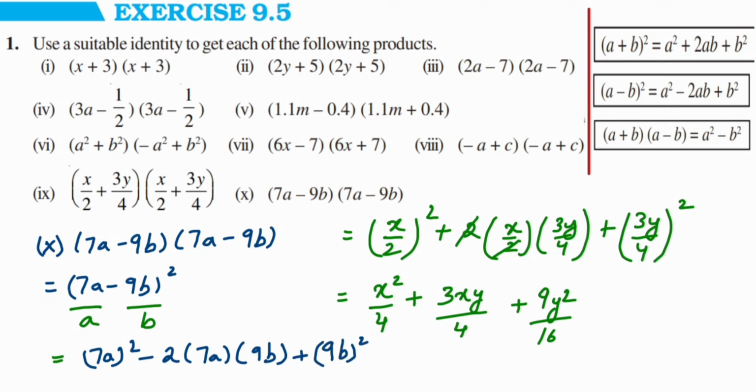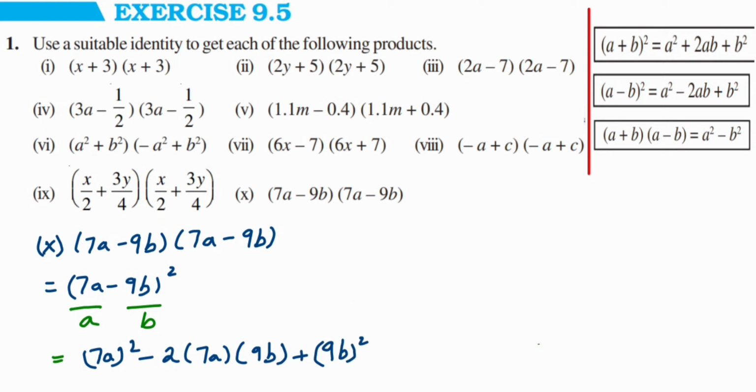Now we'll solve it. So from here 7a square will be 7 square is 49, a square is a square, minus, now multiply the numerical factors. So when you multiply it, 2 into 7, 7 twos are 14, 14 nines are 126. So here we'll get 126ab, a into b also there, and then 9b square, it is 81b square. That's it. This is the answer for the 10th problem.